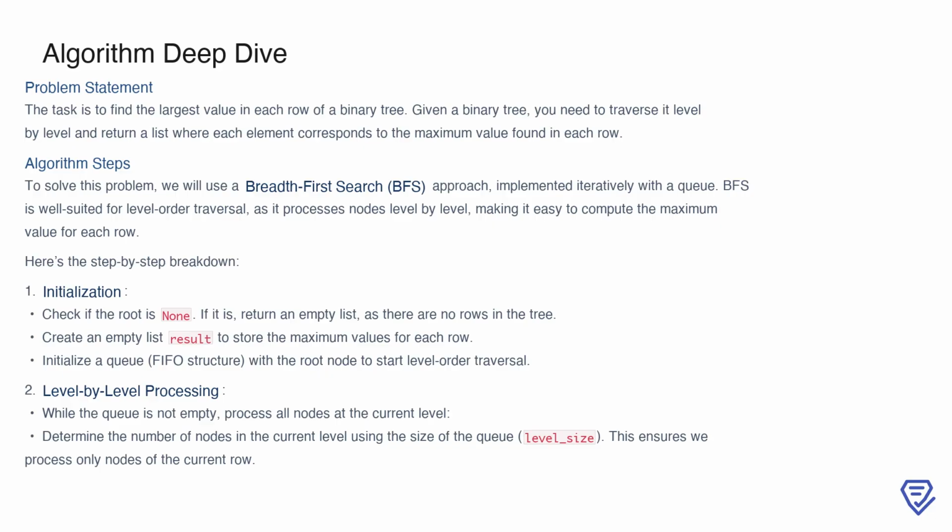To begin, we first check if the tree is empty. If it is, we simply return an empty list. Next, we initialize an empty list called result to store the maximum values of each row. We also create a queue, which we use to manage the nodes to be processed, starting with the root node of the tree. This queue will help maintain the correct order for level-by-level traversal. Once initialized, the algorithm proceeds to process the tree level by level, as we will see in more detail.